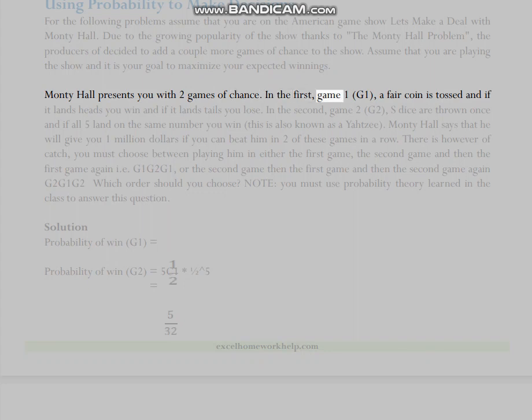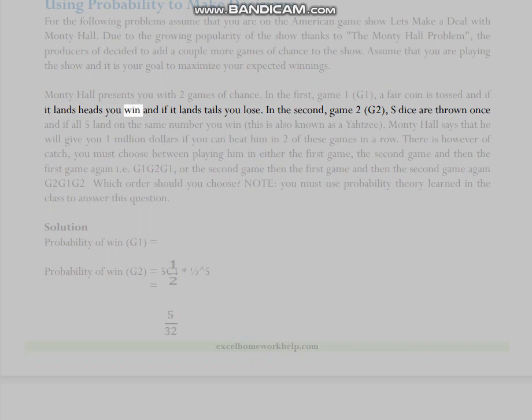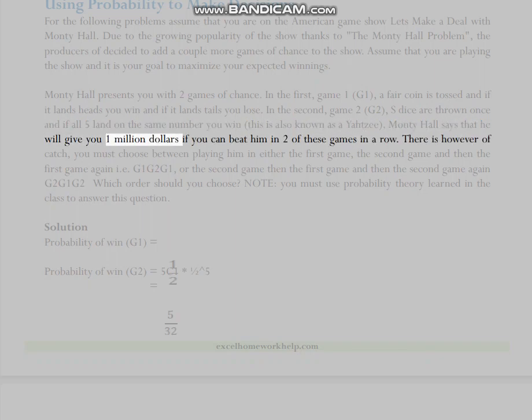In the first, Game 1, G1, a fair coin is tossed and if it lands heads you win and if it lands tails you lose. In the second, Game 2, G2, 5 dice are thrown once and if all 5 land on the same number you win. This is also known as a Yahtzee. Monty Hall says that he will give you $1 million if you can beat him in 2 of these games in a row. There is, however, a catch.